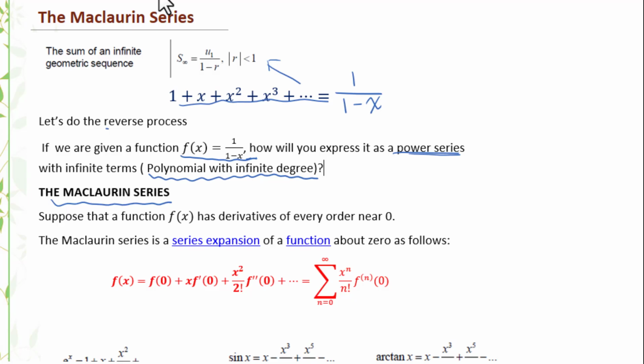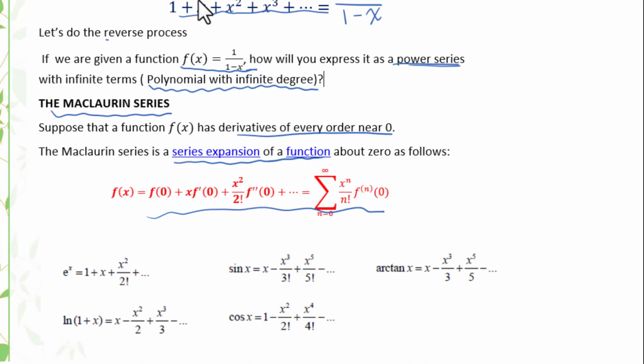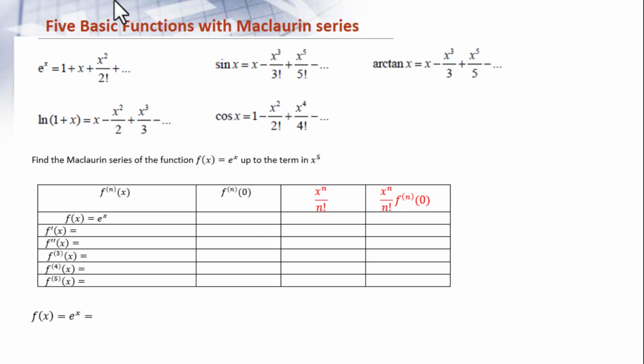Suppose that a function f of x has derivatives of every order near zero. The Maclaurin series is a series expansion of a function about zero as follows. The Maclaurin series for these 5 basic functions are given in the formula chart. We will use the Maclaurin series formula to work out f of x equals e to the x power.